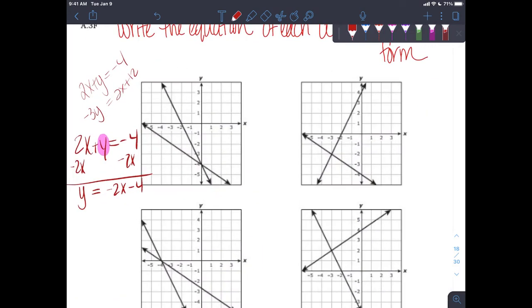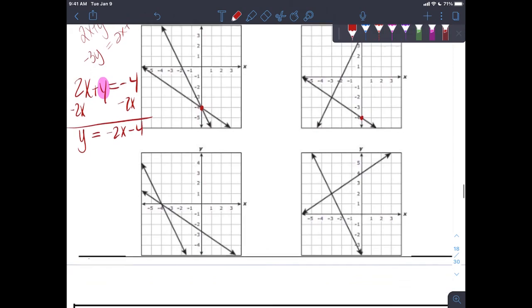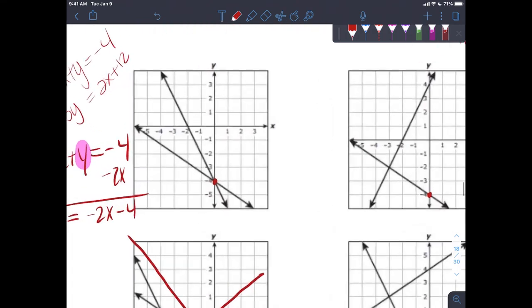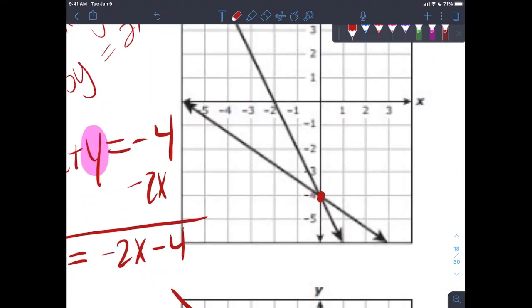So, according to this, it should have a y-intercept of negative 4, which would eliminate this guy. And it should have a slope of negative 2. So I should see at least one graph with a slope of negative 2. I'll look at this guy first. I'm going to go up 2 over 1, up 2 over 1. So that line checks out.